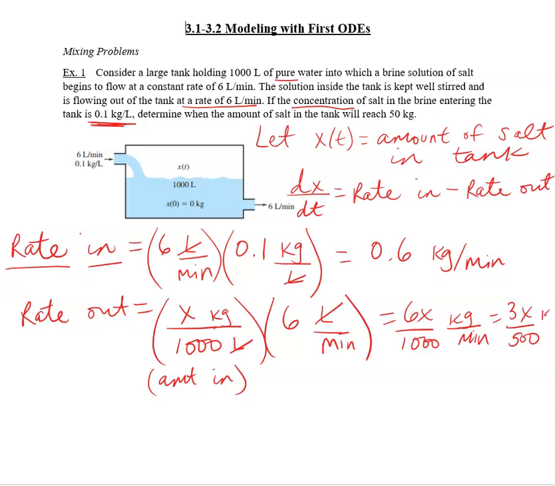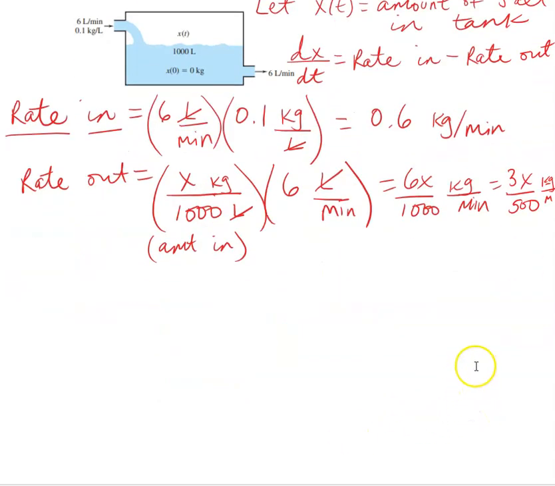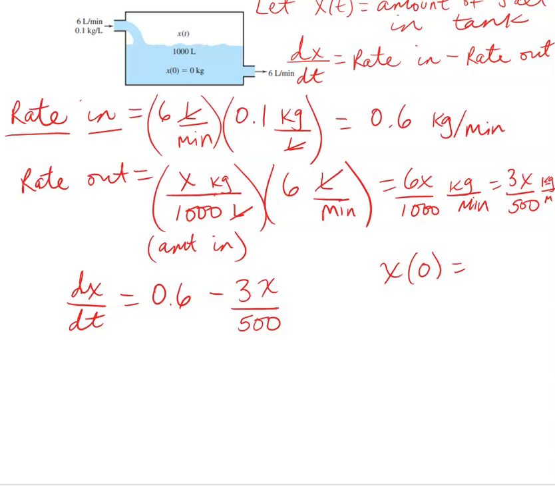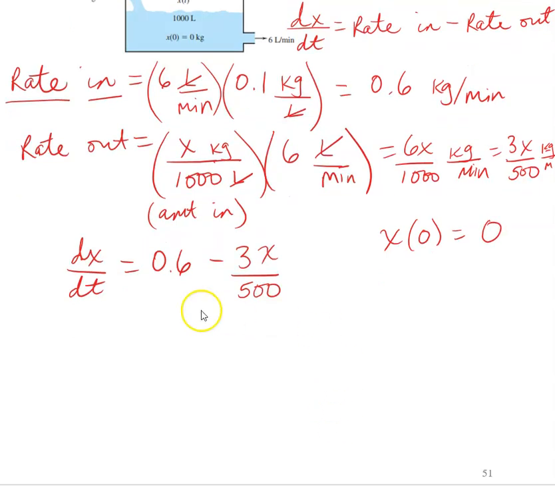So notice that the units are kilograms per minute. And that's what we're going to use for this rate in and this rate out. And then we'll have a differential equation that we can solve using techniques we learned in the last chapter. So we have dx/dt is going to be equal to 0.6 minus 3x over 500, and my initial condition at time 0, remember that it was fresh water, so there was no salt in the tank to begin with. Now there's other ways perhaps we could solve this.